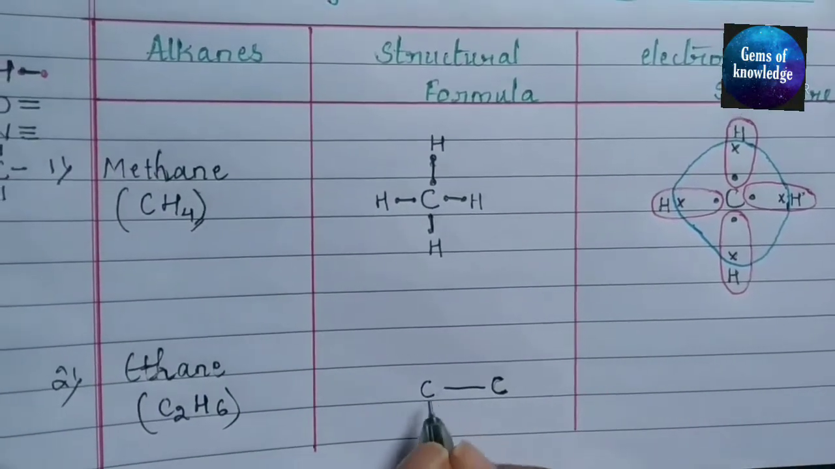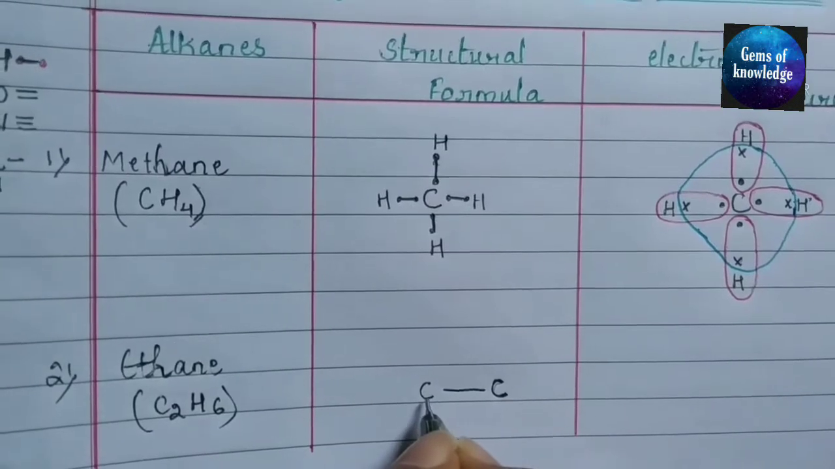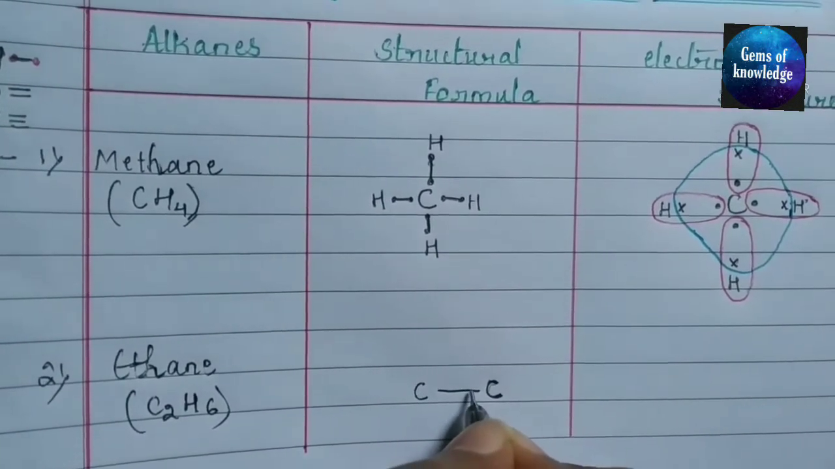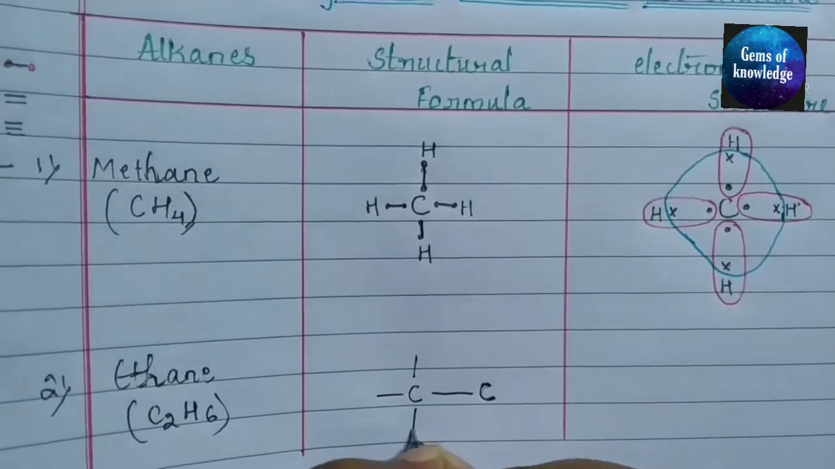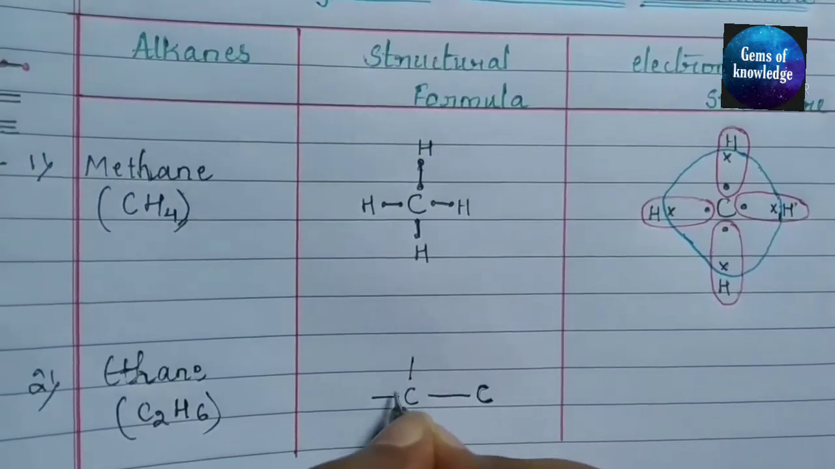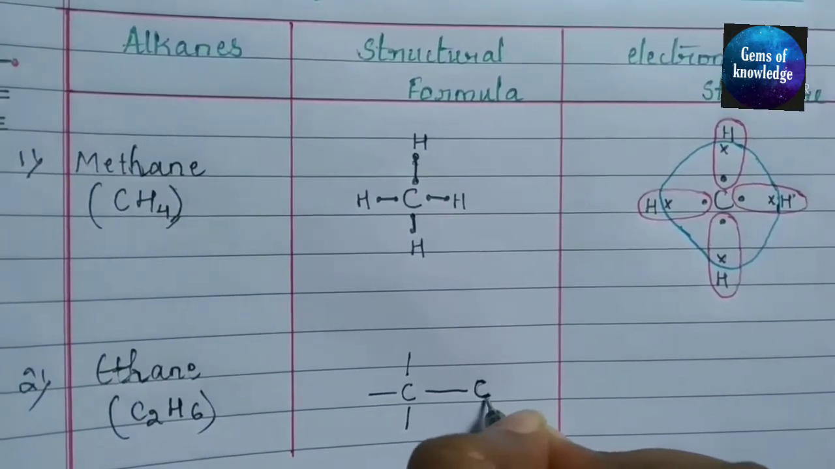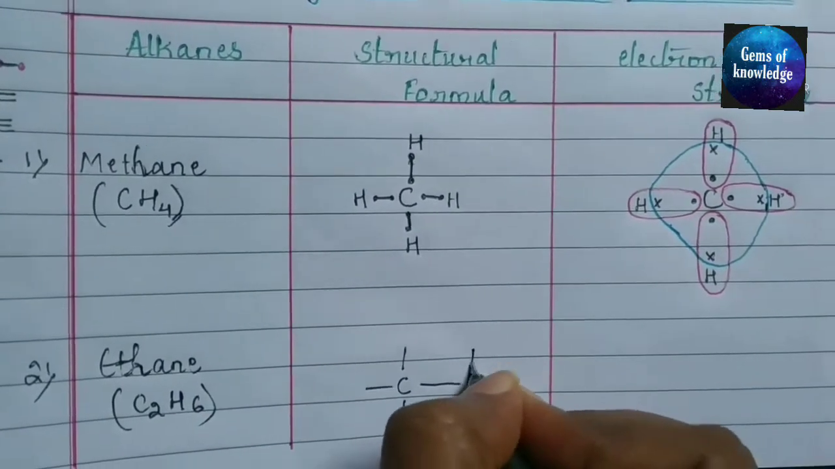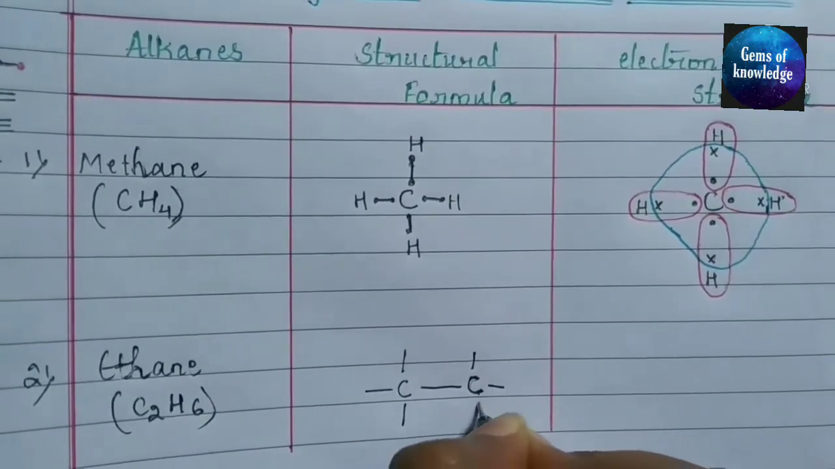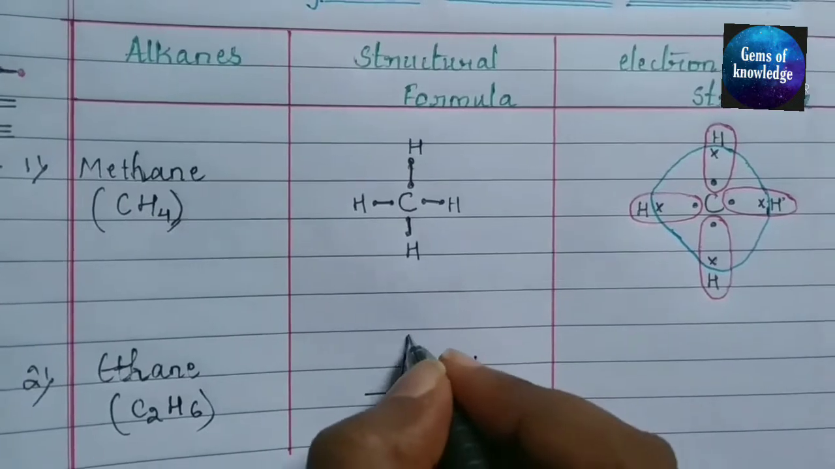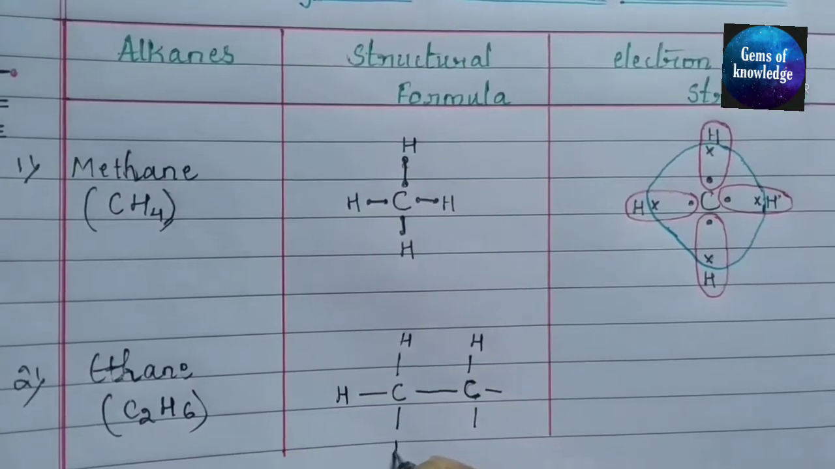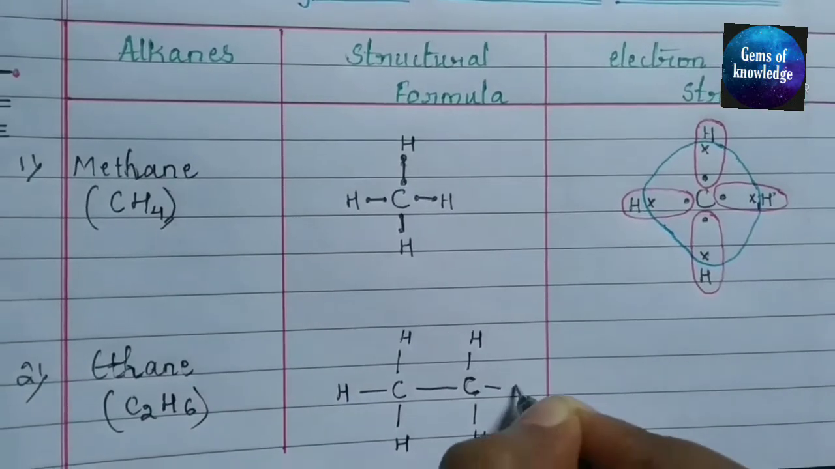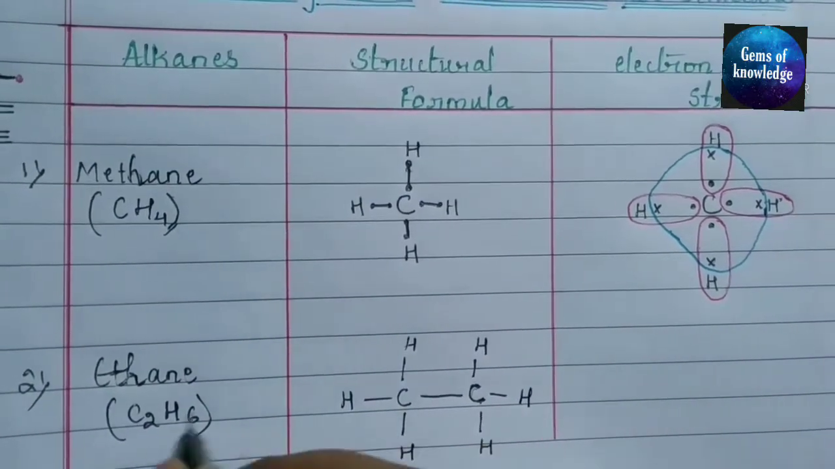Then, as I told you, carbon is having 4 bonds. So 1 bond is already there. This is the second bond, this is the third bond, and this is the fourth bond. So this carbon is having 4 bonds. Similarly, this carbon is having only 1 bond. This is the second bond, this is the third bond, and this is the fourth bond. So, let us write the hydrogen atoms for all the bonds. So this is the structural formula for ethane.